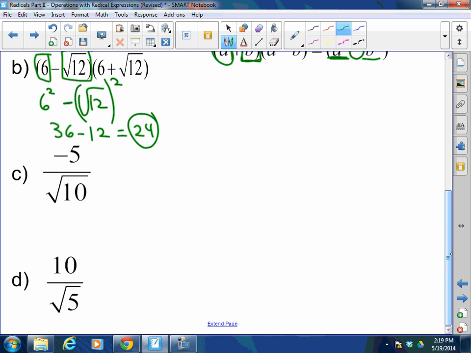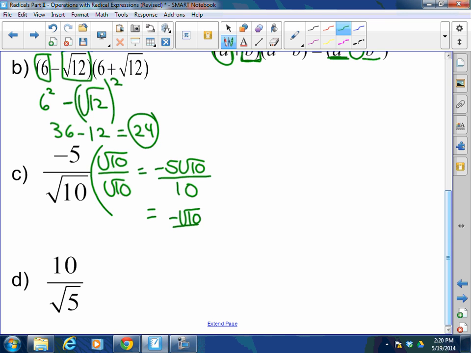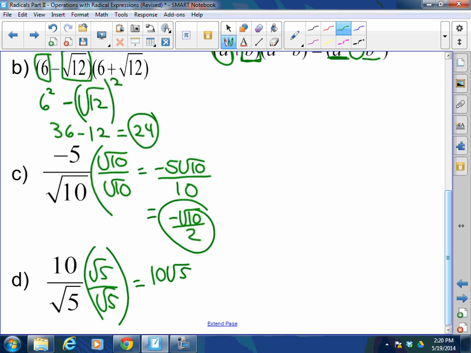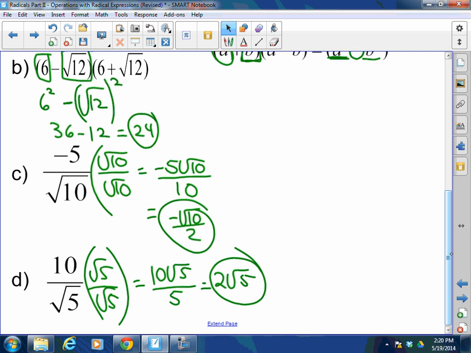And then, last but not least, we learned this yesterday, but I just want to make sure we really understand it. Can I have a radical in the denominator? Whenever I have a radical in the denominator, I got to multiply it to the top and the bottom. So that's going to give me negative 5 square root of 10 over 10, because square root of 10 times square root of 10 is 10, which gives me negative square root of 10 over 2. And last but not least, 10 over square root of 5. Multiply square root of 5 to the numerator and denominator. It's 10 square root of 5 over 5, which equals 2 square root of 5.